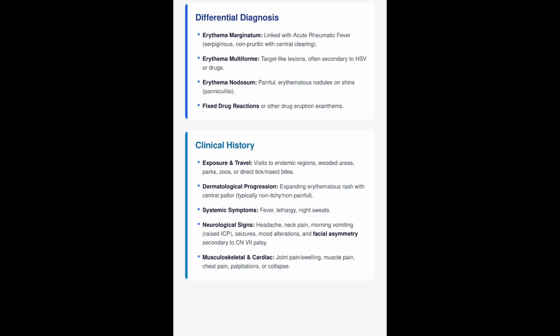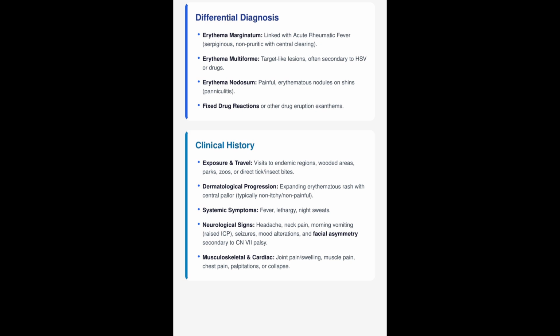Onset, course, duration of the illness, any history of visit to endemic regions, wooded areas, parks, zoos, history of direct tick or insect bites. Regarding rash, we can ask whether it is increasing in size, whether there is a central pallor, whether it is itchy or not, whether it is painful or not.